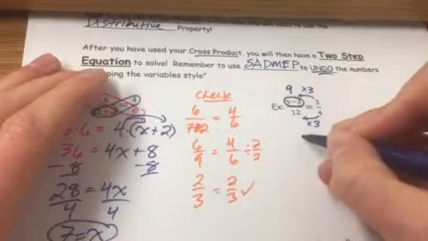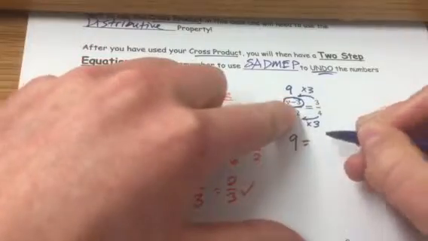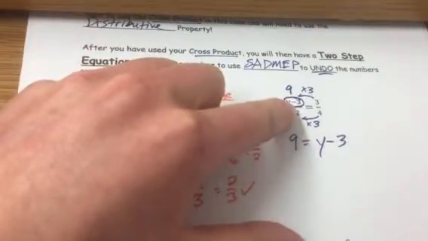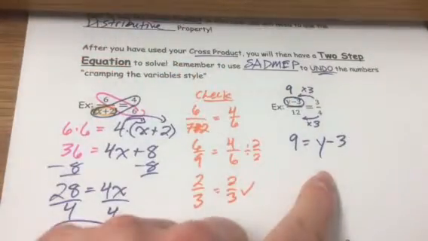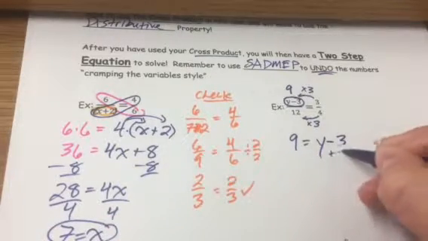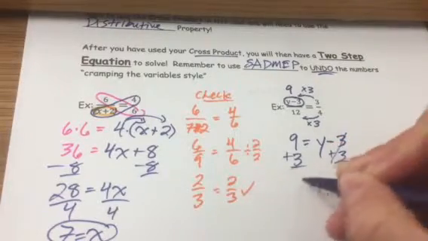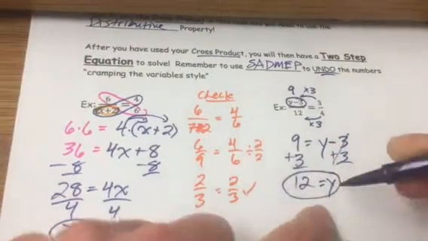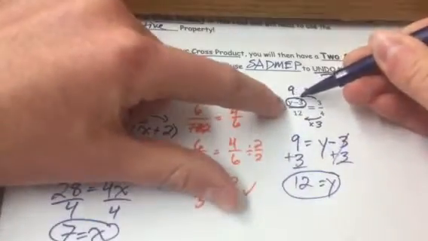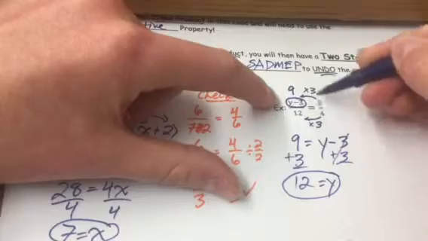So what I'm going to do here is skip some steps, and I'm just going to set 9 equal to this entire top part, y minus 3. Now this is actually just a one-step equation because I only have one operation. So I'm going to get rid of the minus 3 by adding 3 to both sides, and I get that y equals 12. If I were to check this, is it true that 12 minus 3, which gives you 9, over 12, is indeed equivalent to 3/4?